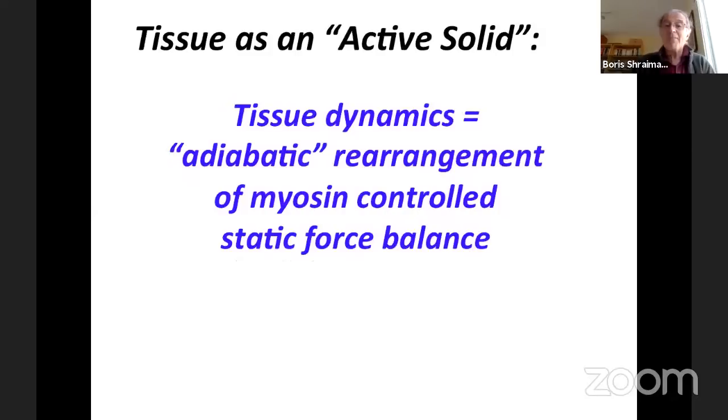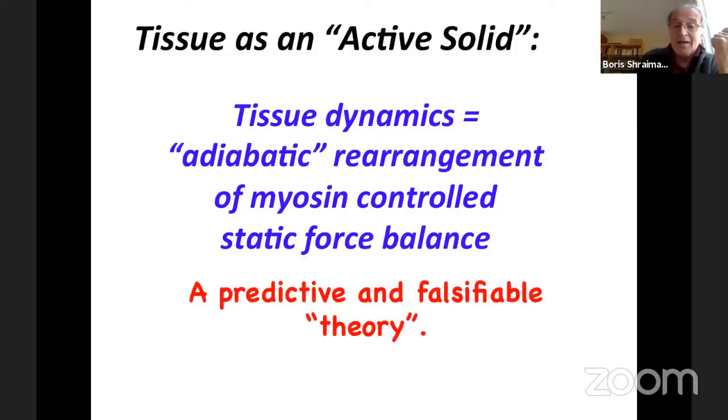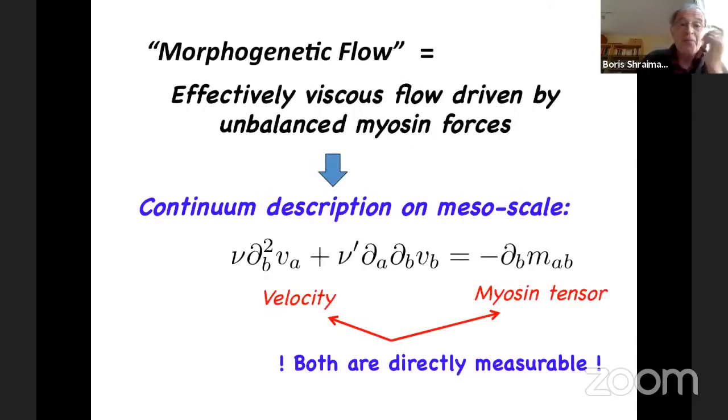Well, so there is some model where we start thinking of tissue dynamics as an adiabatic rearrangement of myosin-controlled force balance. Well, that's just a theory. However, this theory can make predictions and it can be falsified. So skipping along, the bottom line is going back to trying to understand morphogenetic flow.